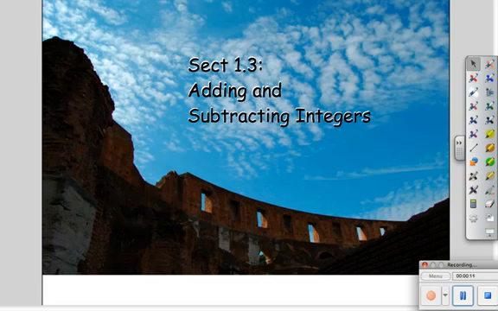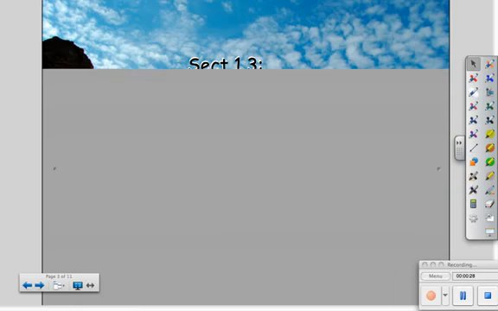To introduce adding and subtracting integers, this is a picture I took from the Colosseum, and it was a really, really cool place. I had no idea how large it was actually going to be, so it was really quite neat to be there.